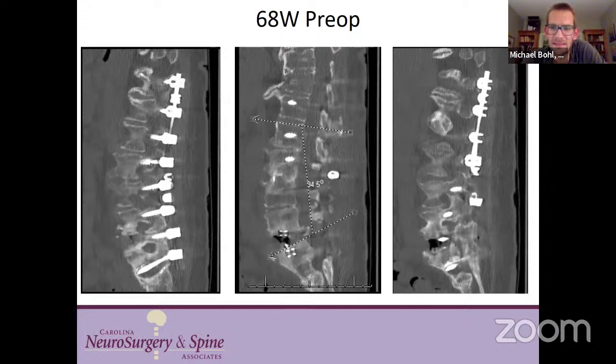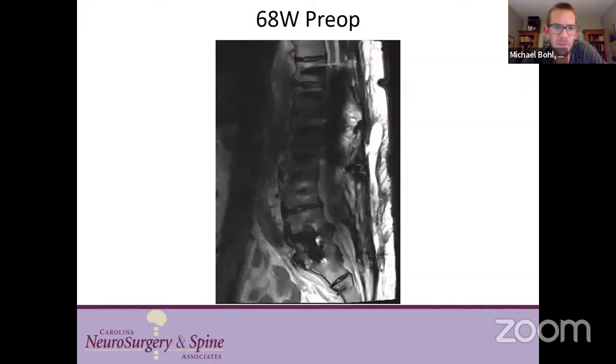More CT scan slices. You can see on both the left and right lateral slices on the sagittal view, severe haloing around the S1 screws, and almost complete destruction of the L5 vertebral body. The L5 screws are just floating in dead space there where the body used to be. MRI shows compression centrally and in the foramina, as one would expect.